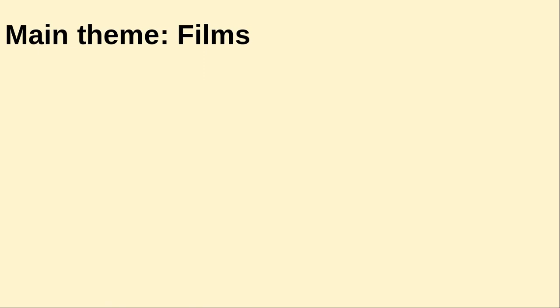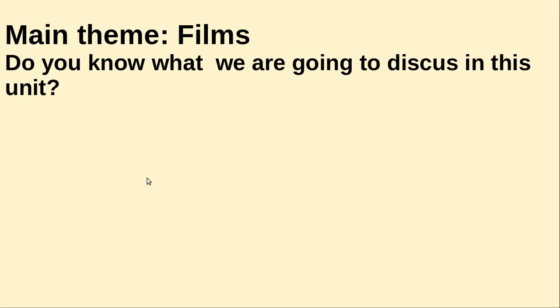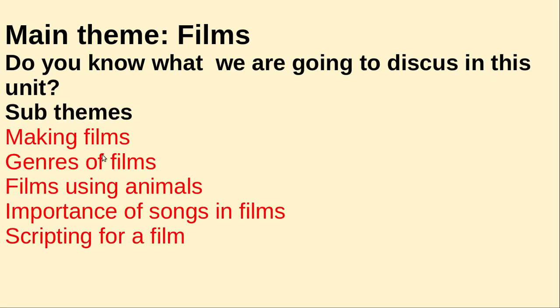Okay, see, all that we have discussed is about films. So the main theme is film, and what are the other things we are going to discuss in this unit, or the sub themes? First one is making films. Next one is genres of films, different types of films. Next one is films using animals. Next one is importance of songs in films. Next one is scripting for a film. Okay, we can see it later.